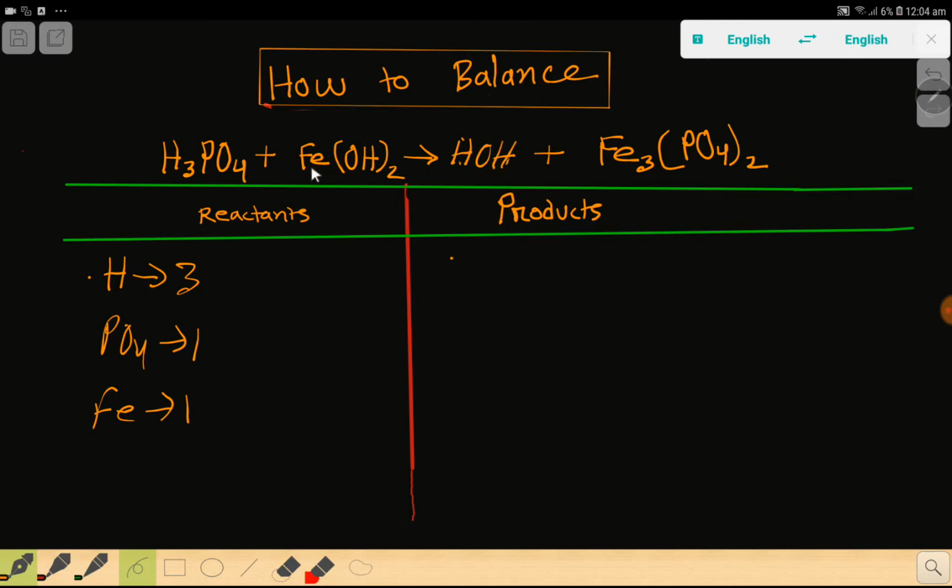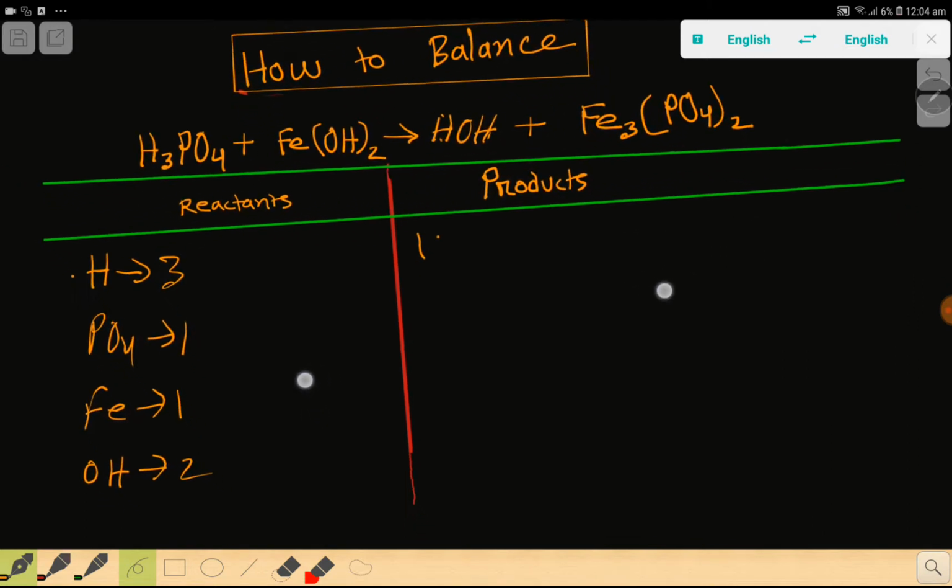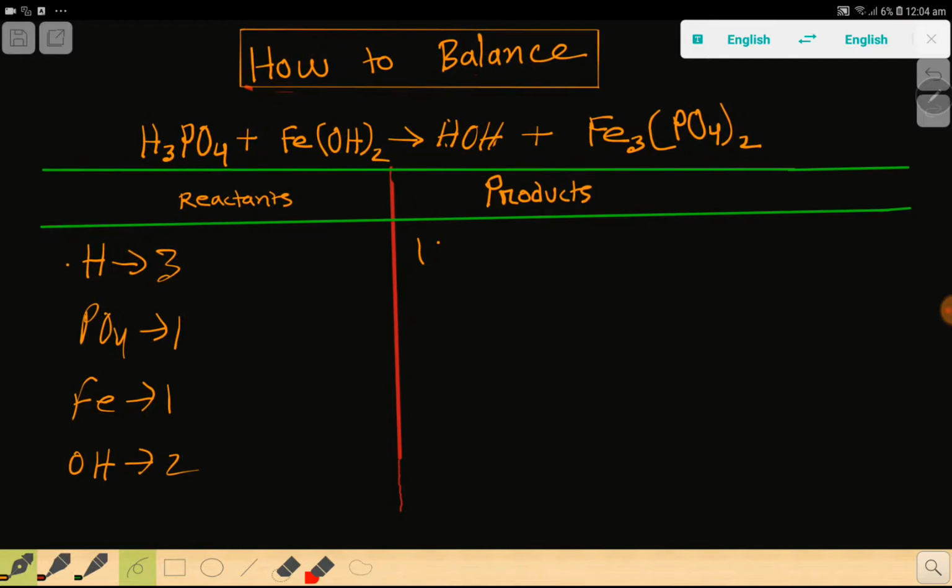Okay, so look, here we have iron 1, then we have hydroxide, which is 2. In the right hand side we have hydrogen here, which is 1, then we have OH, which is 1, then we have iron here, which is 3, look, iron 3, then we have phosphate, which is 2. Here phosphate is 2.